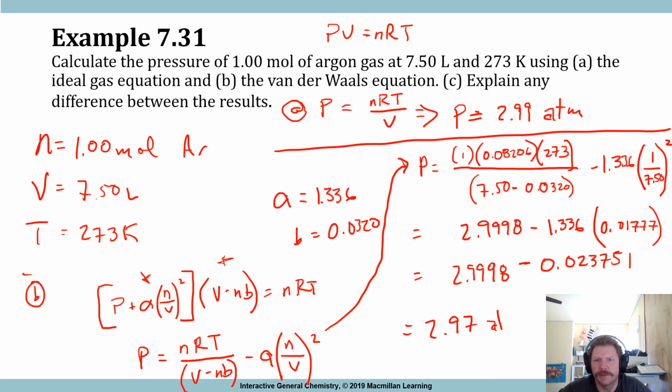2.97 atmospheres. Okay, so we see that our gas does behave a little bit differently. It has a different pressure exerted, and the pressure is slightly lower whenever we utilize that van der Waals equation, because we're taking into consideration, well, what's the identity of our gas? And we see that played out right there.